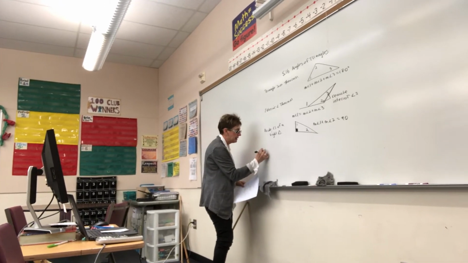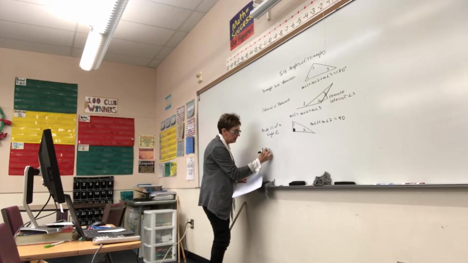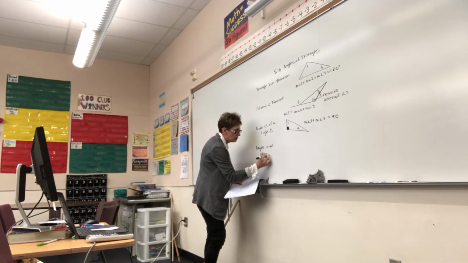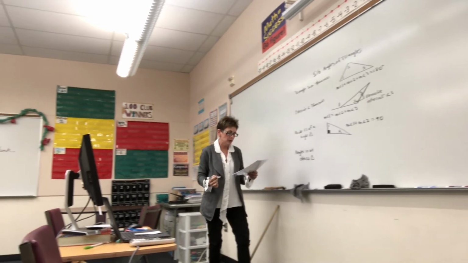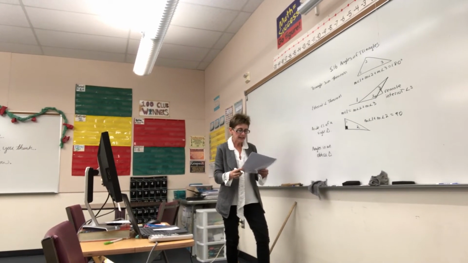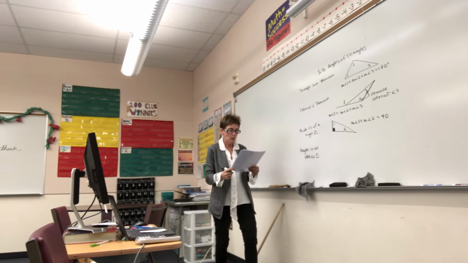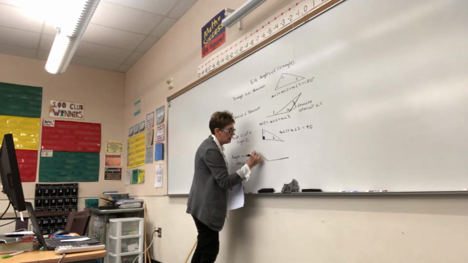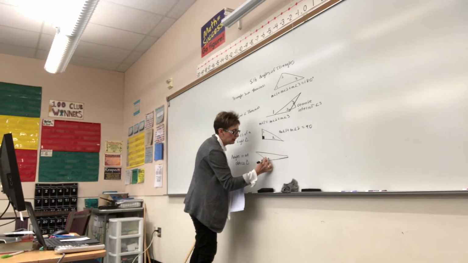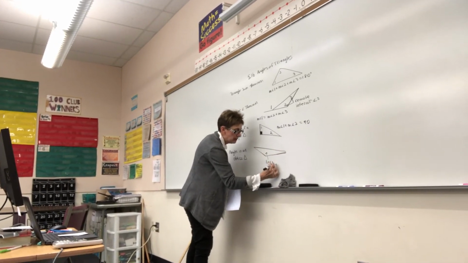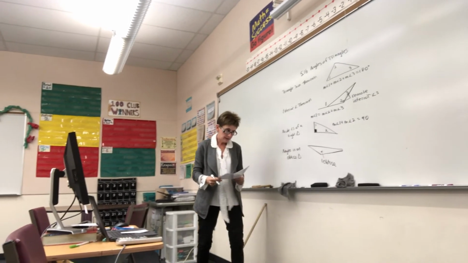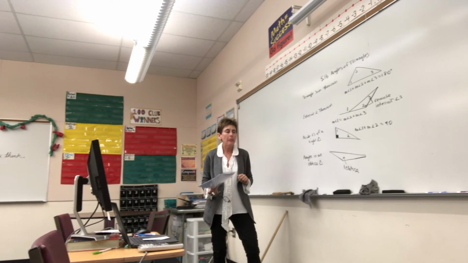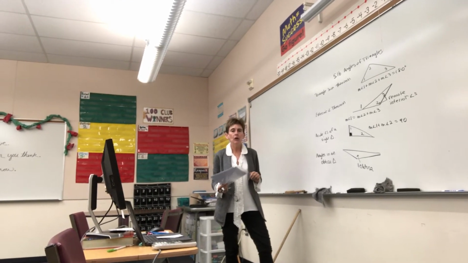The last theorem is angles in an obtuse triangle. The words say there can be at most one obtuse angle in a triangle. So let's just draw an obtuse triangle. There's one obtuse angle at most. Does anybody know why there can't be two obtuse angles in a triangle? Why can there not be two obtuse angles?